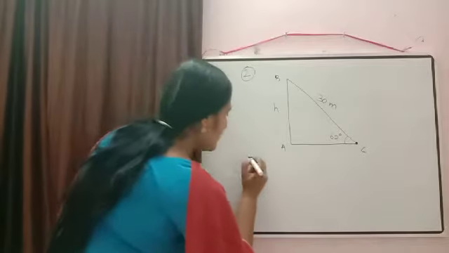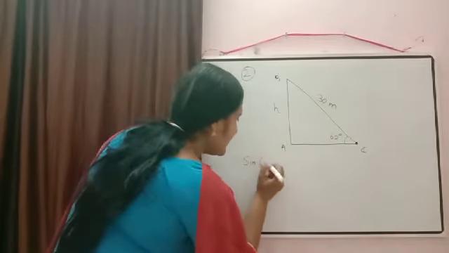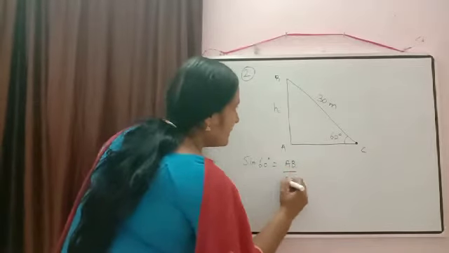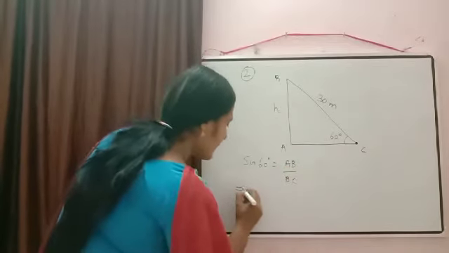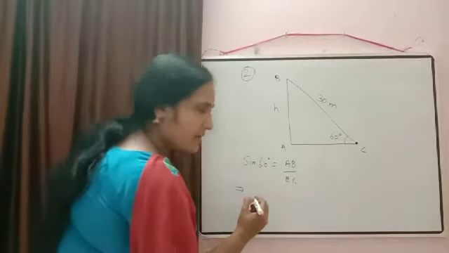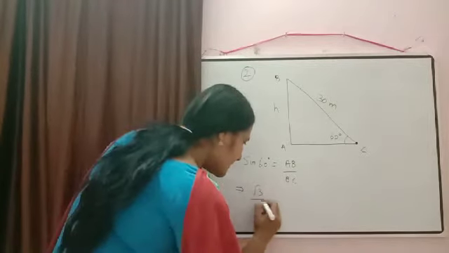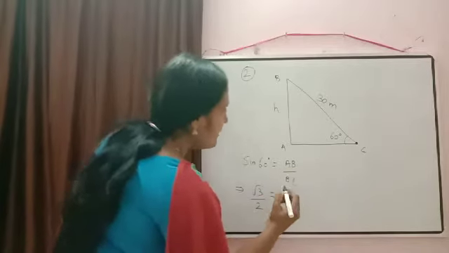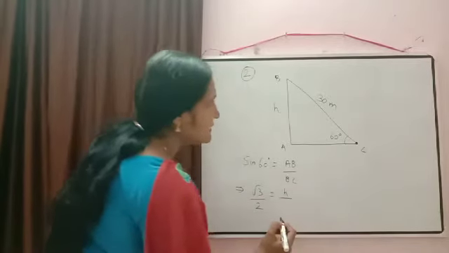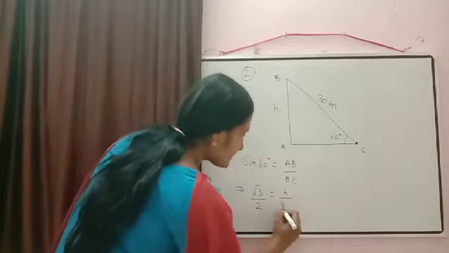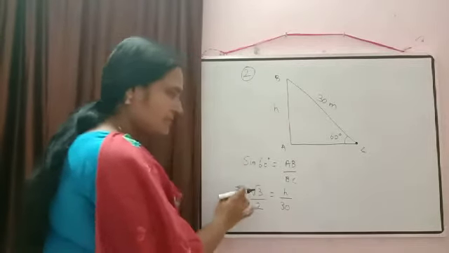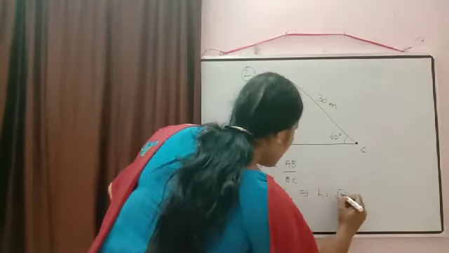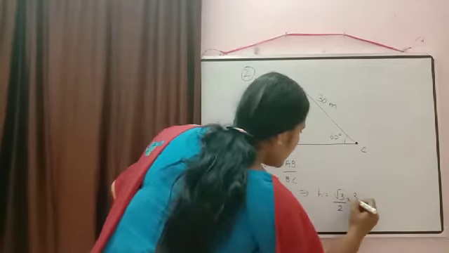So just write down there. Sine 60 degree is equal to AB by BC. Now substitute the value. How much is sine 60 degree? Yes, correct. Sine 60 degree is root 3 by 2, equal to AB, which we have to calculate. BC how much? 30. So now we can shift this 30 here. Then it will be H is equal to root 3 by 2 into 30.